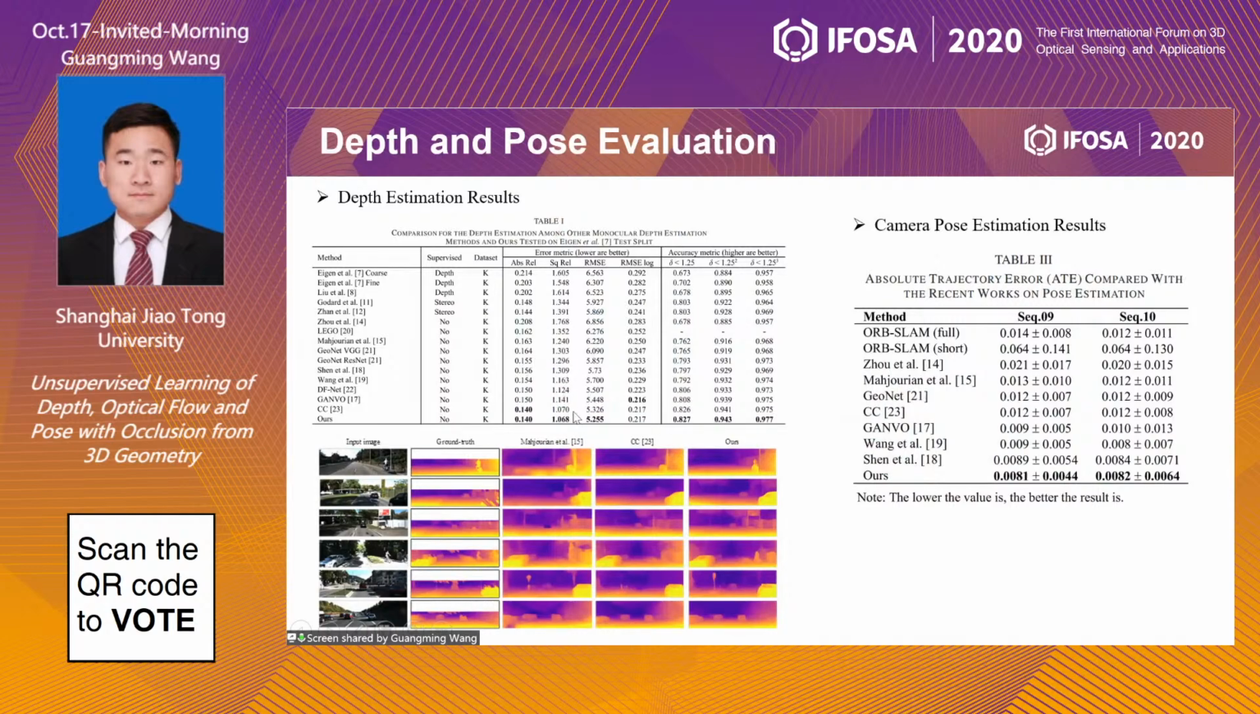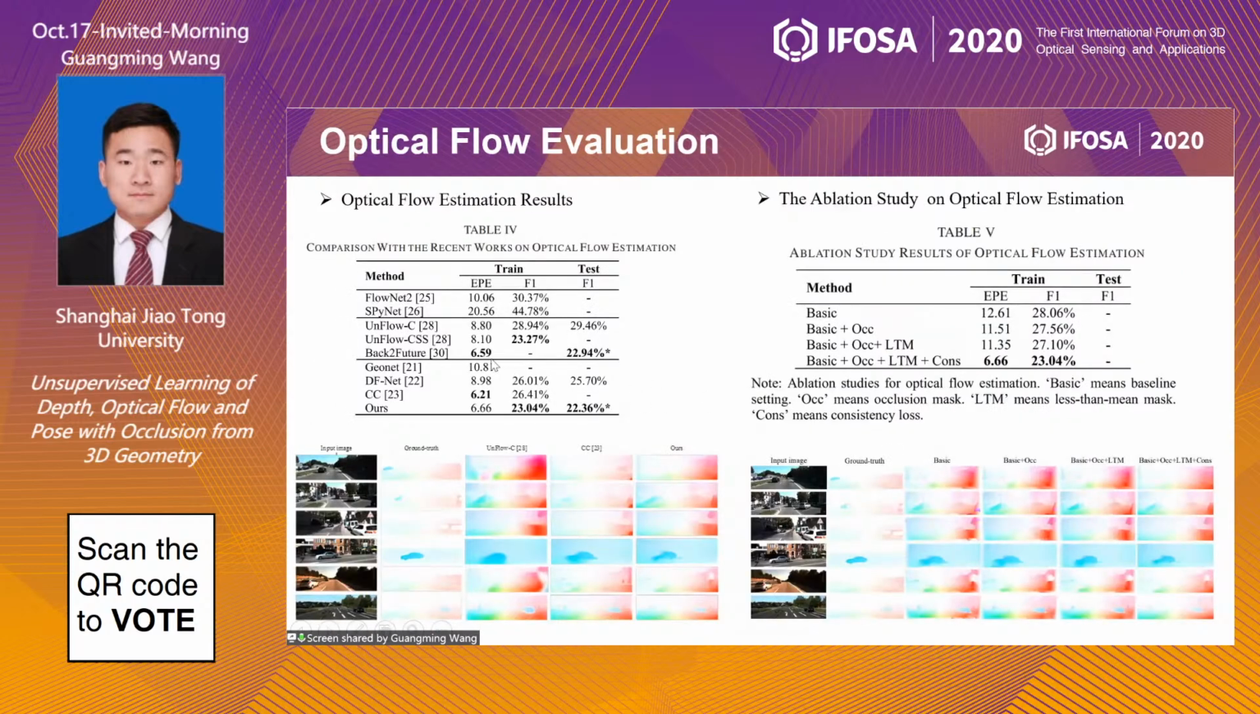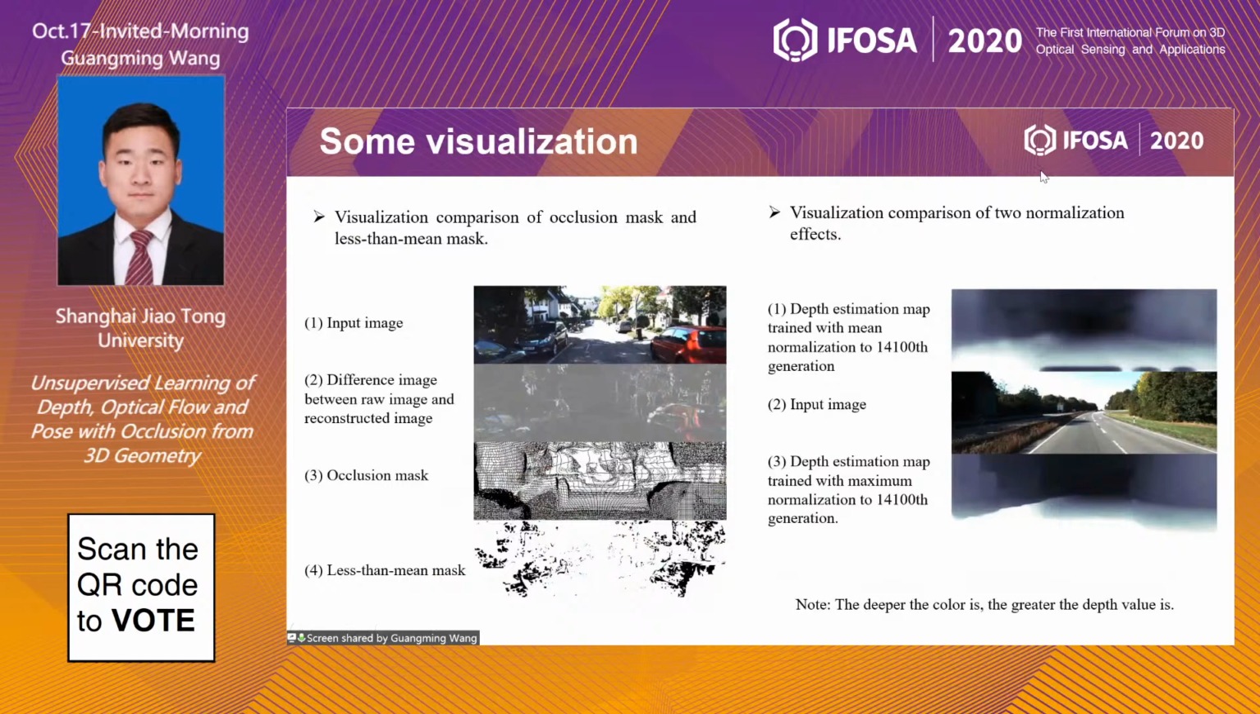You can see in Table 1, our results are better and it works, in both the camera pose estimation results and the optical flow estimation results. We also conduct the ablation study on optical flow estimation. We can see that our occlusion mask, our less-than-mean mask, and the consistent loss can improve the results. Then there are some more visualizations.